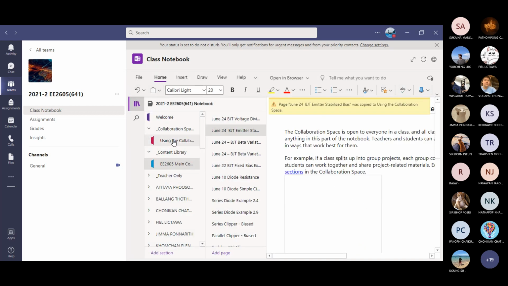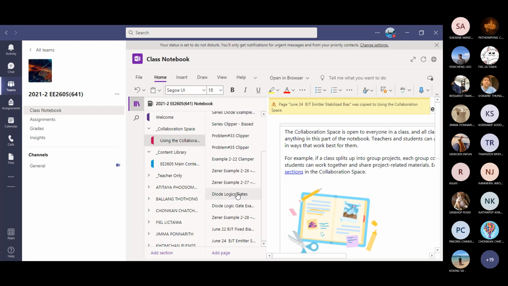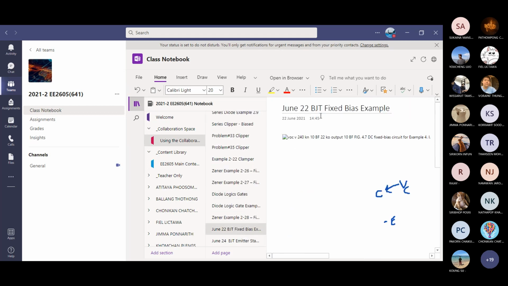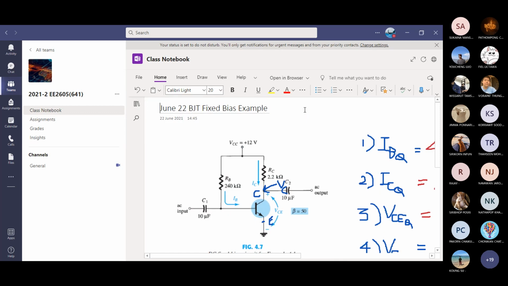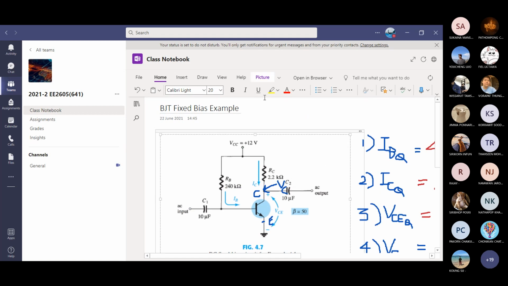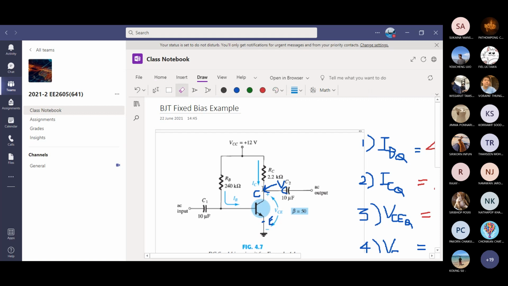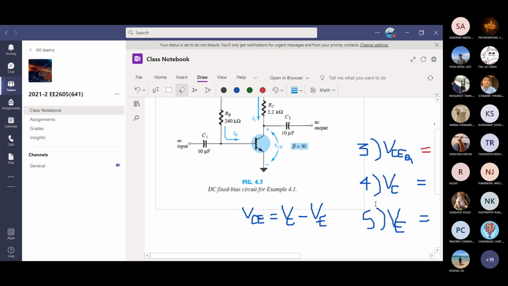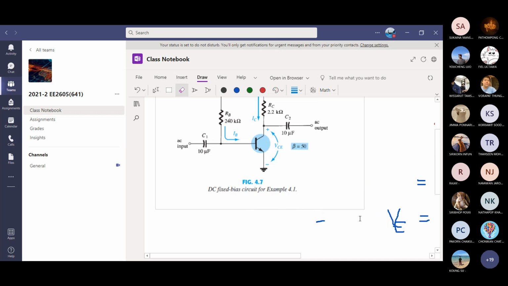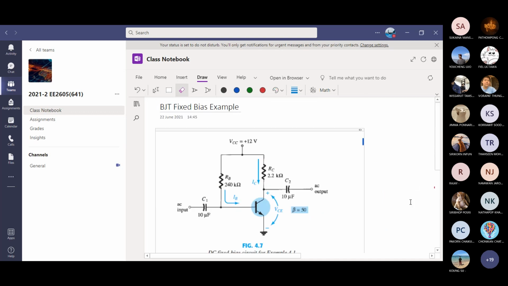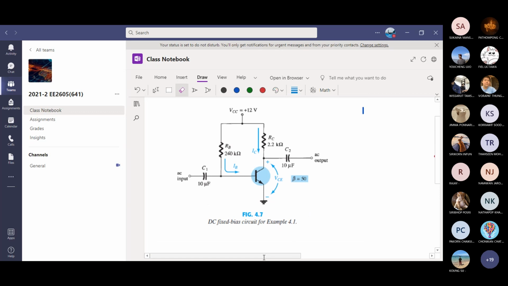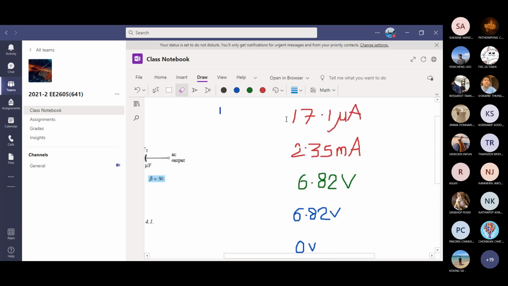So let's go to our collaboration space and see what we have brought in. This state is no longer valid. So what I'll do is erase everything first. We can start again from the beginning. This is also a worked out example in your textbook. I think it's example 4.1, chapter 4.